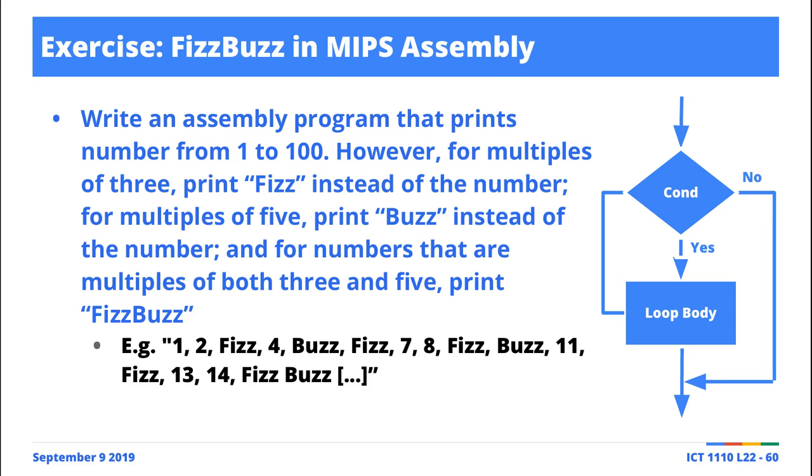This is branching here. You use the div function to divide the input by 3. If the number in the high register is equal to 0, then you know the number is divisible by 3, and so you return Fizz. Then div the number by 5, and if the number is divisible by 5, you return Buzz. Do you see this?